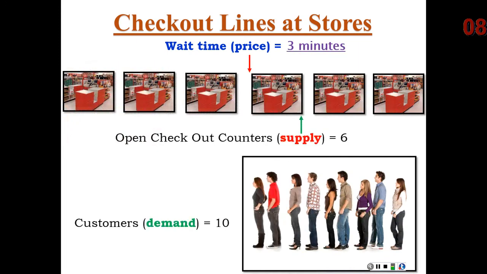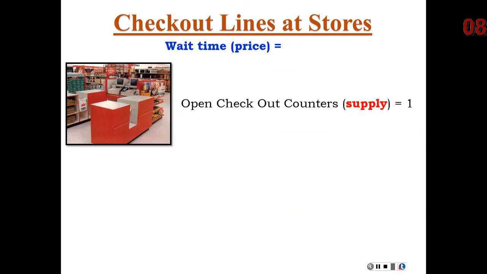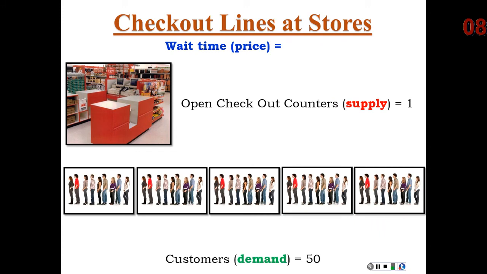If we started out with 6 and then the manager reduced it to 1 and the same number of people were in line, obviously the wait time of everybody, or the price, would go up. Okay? Now, let's have our one checkout counter. And instead of 10 people waiting in line, what if it goes to 50 people waiting in line? It increases, okay? But the number of checkout counters does not increase. Our supply stays the same.